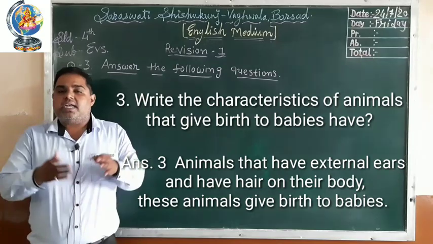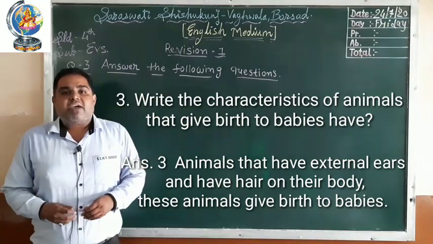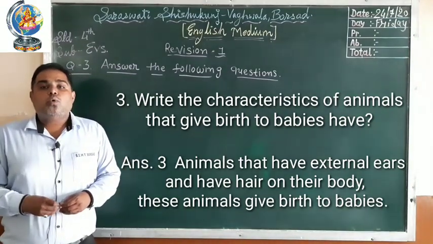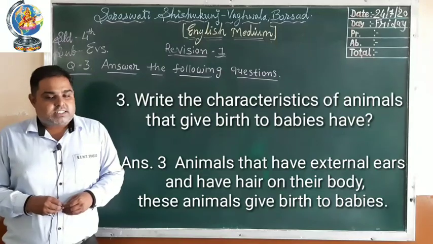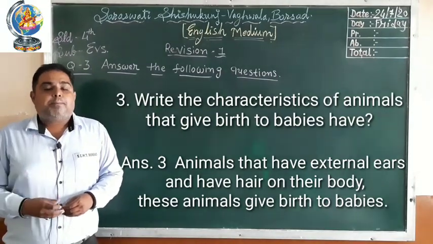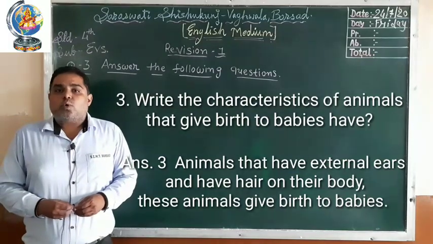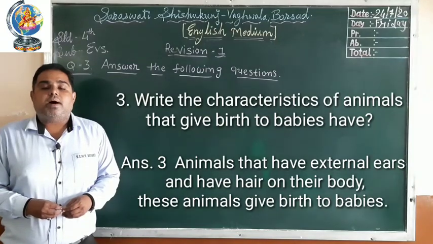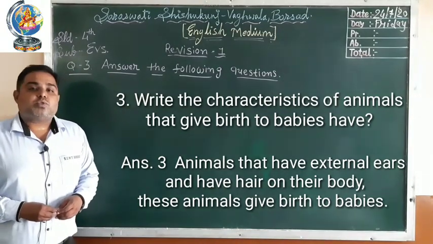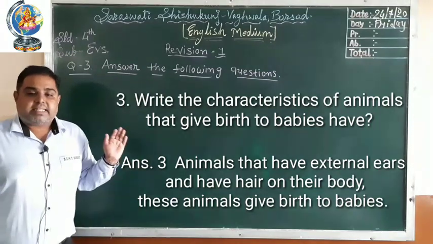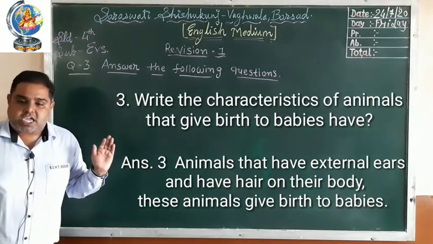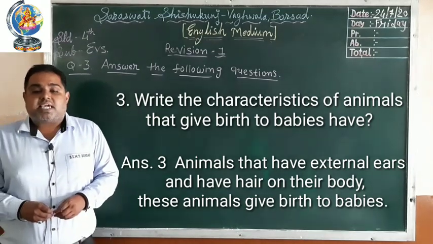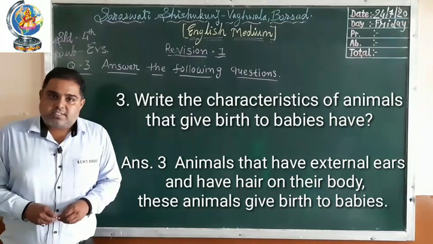Students, you can identify this type of animals very easily. Only two things you have to remember: the animals who have external ears, means whose ears we can see properly, and the animals who have hair on their bodies, these animals give birth to babies. Let me repeat the answer again: animals that have external ears and have hair on their body give birth to babies.